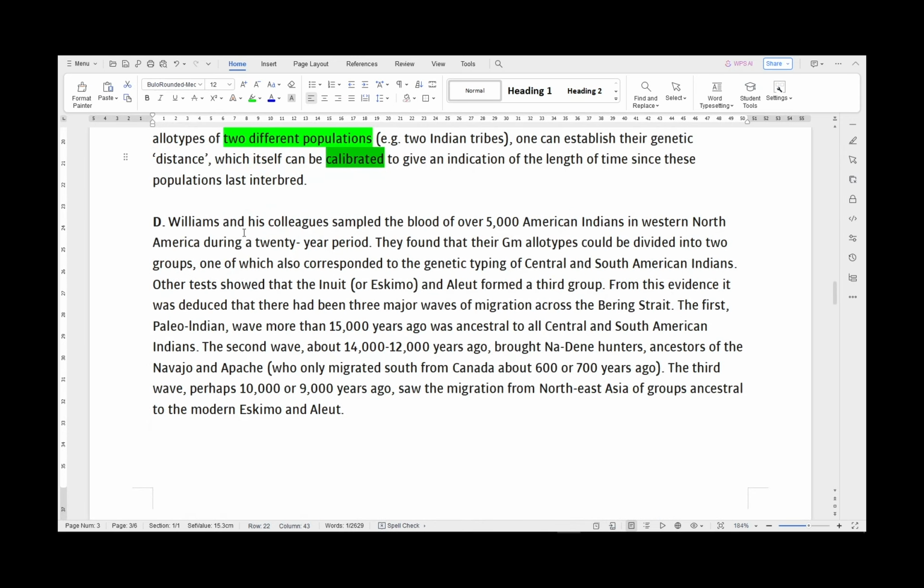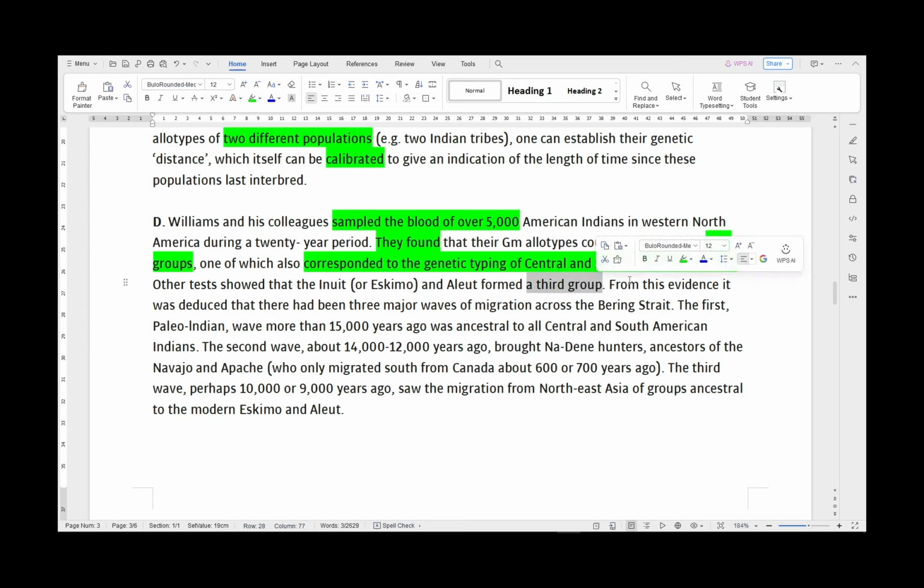Okay, so Williams and his colleagues sampled the blood of over 5,000 American Indians in western North America during a 20-year period. They found that their GM allotypes could be divided into two groups, one of which also corresponded to the genetic type of Central and South American Indians. Other tests show that the Inuit, otherwise known as Eskimo or Aleut, formed a third group. So we have a third group.